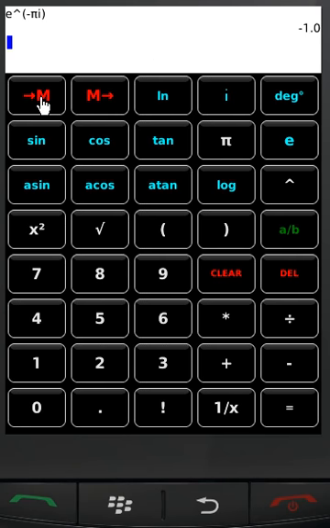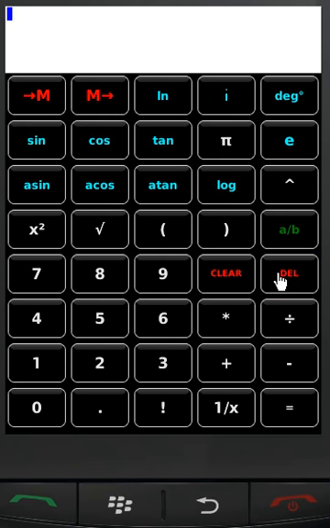There's a memory function, and to store anything in memory you just click the into memory button. Now I can clear. You'll notice it clears everything, but it has not cleared the memory. To recall something from the memory, I click this button. You see it pulls it right back. To delete one space, I just back up a single space at a time.